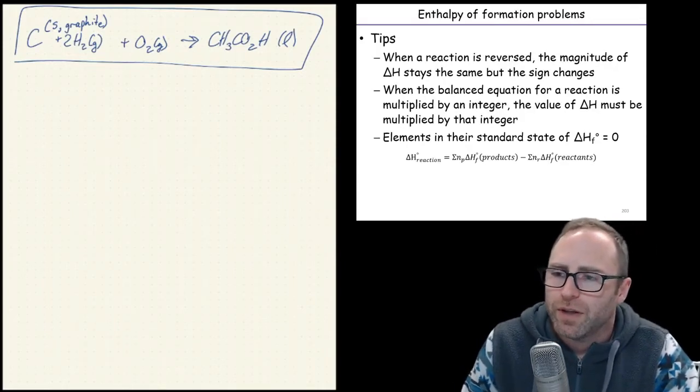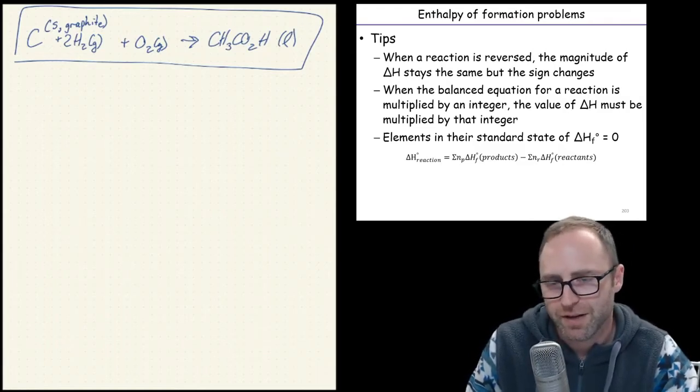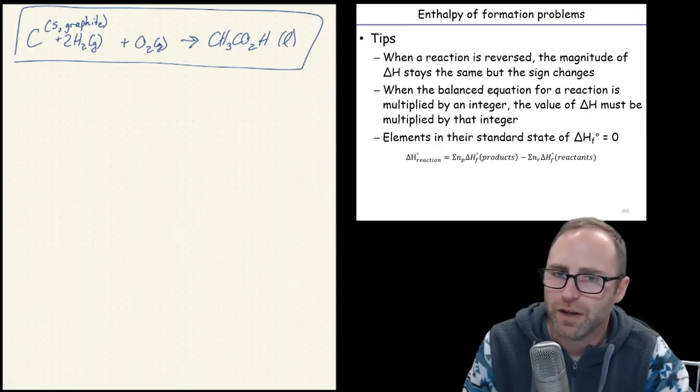So the nice thing about the problem that we did, and I kind of took us an extra step on, is it's pretty much the last topic that we're going to cover for our thermodynamics chapter.